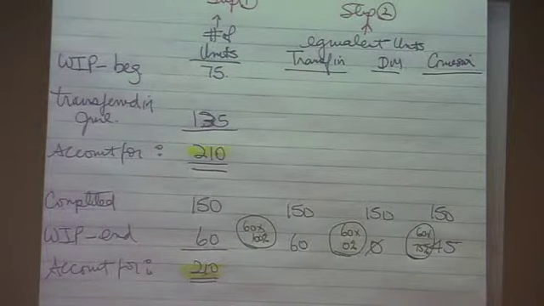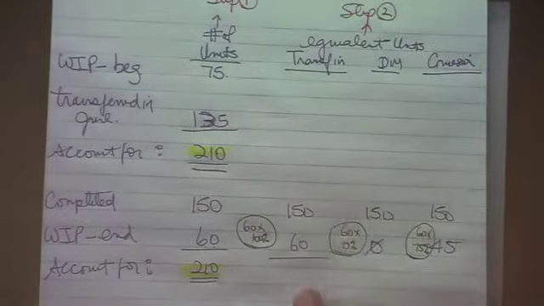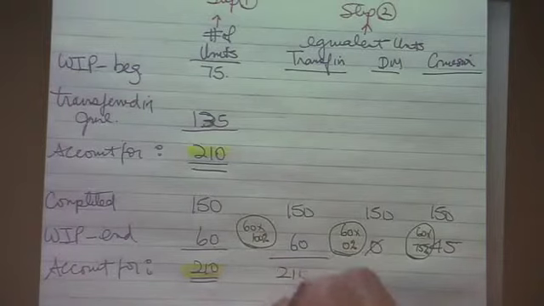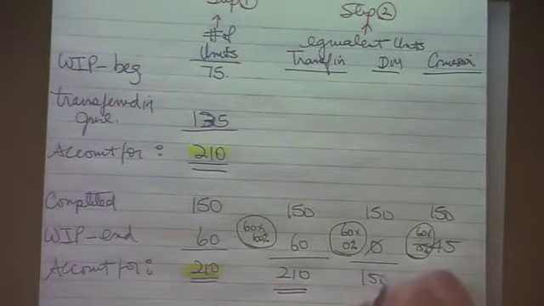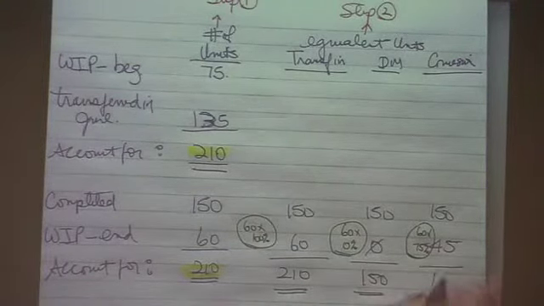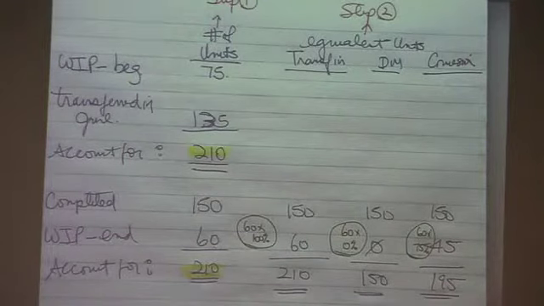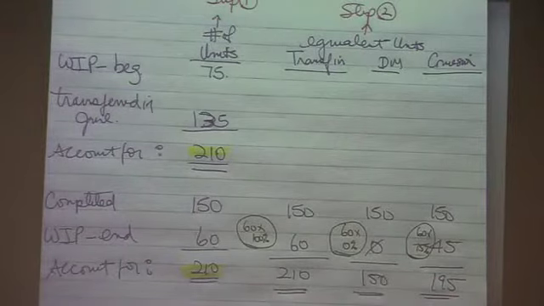So the total equivalent units for transferred in is 210, 150, and 195. Okay? Now that's step 2. Now we're going to do steps 3, 4, and 5. There's actually 5 steps to the process.